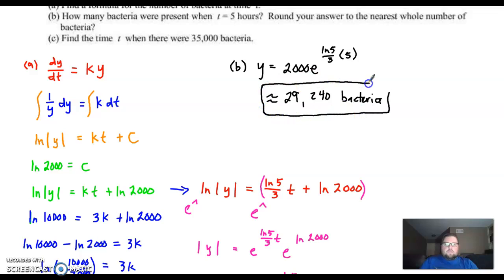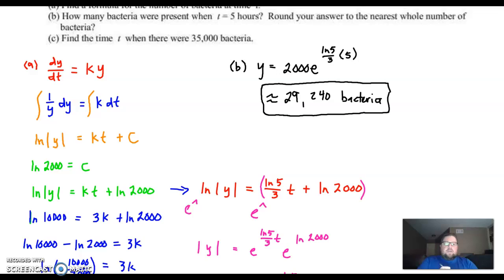All right, and always with these problems, just kind of take a beat and make sure that your answer actually makes sense. If it was 10,000 at t equals 3, then it should be bigger. It's an exponential function, so it's getting bigger. And 29,000 seems like a reasonable answer if we're growing exponentially at a certain rate. So seems like a reasonable answer there.